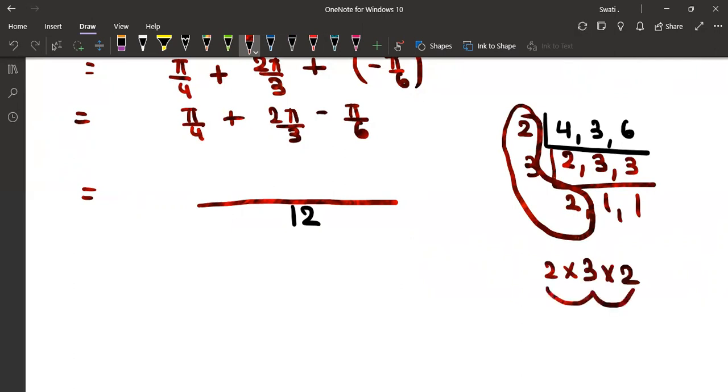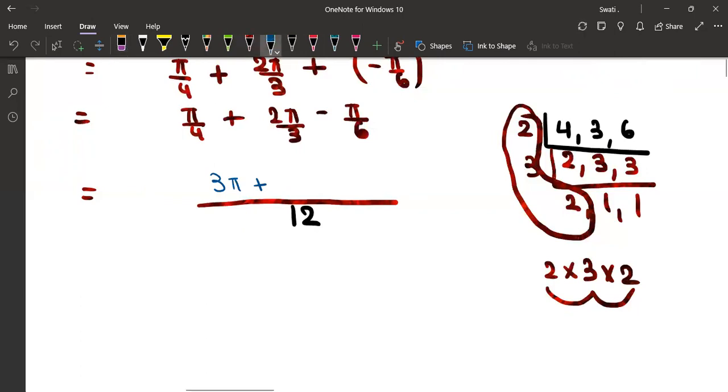6 times 2 is 12. That is why I wrote 12 here. Now, 4 times what is 12? 3. So 3 into pi is 3 pi. Okay, that is what we do. 4 times what is 12? 3. That 3 will get multiplied with the numerator, which is pi.